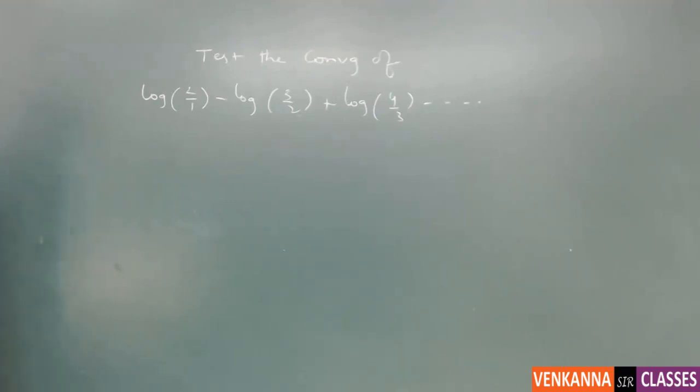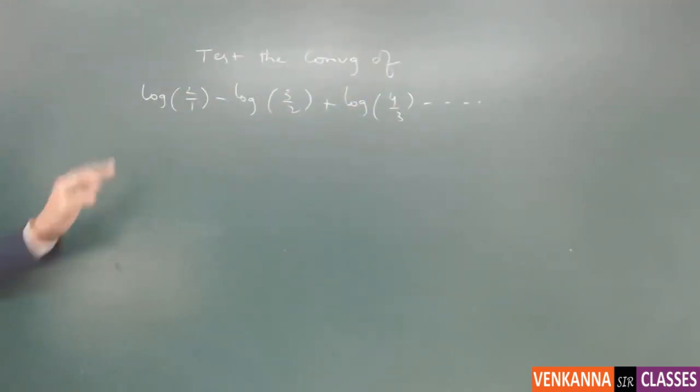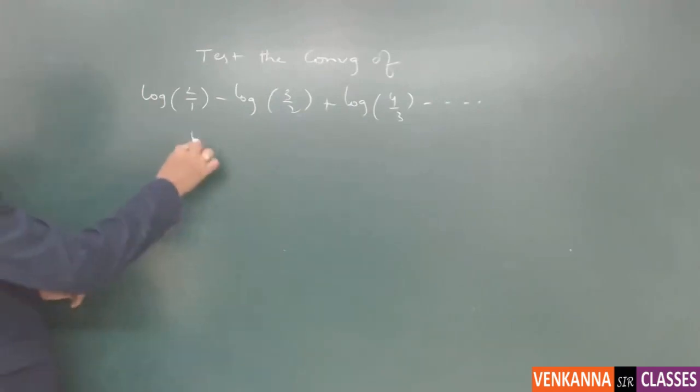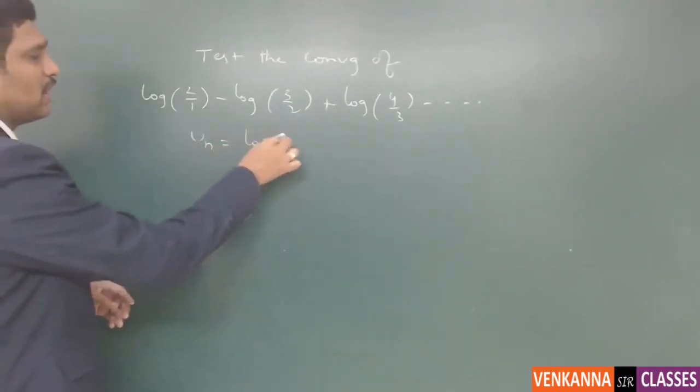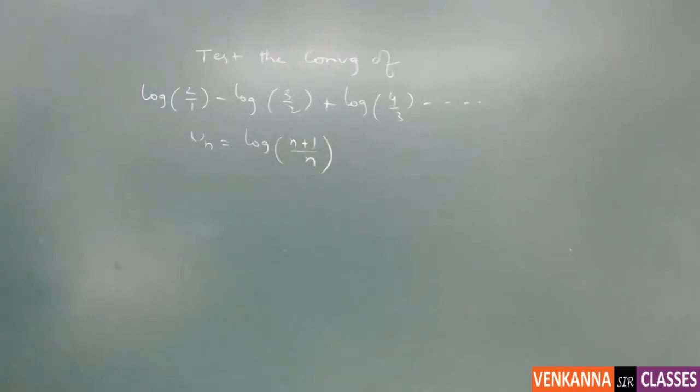Right. So if you write the nth term, see it is an alternating series. I am not going for the absolute convergence since the question is given as test the convergence of. So I am not verifying absolute convergence. I am just verifying the regular convergence. So I need to make use of the Leibniz test. So you need to take un is equal to log of n plus 1 by n. Am I correct in writing the nth term? For n is equal to 1, 2, 3, and so on.